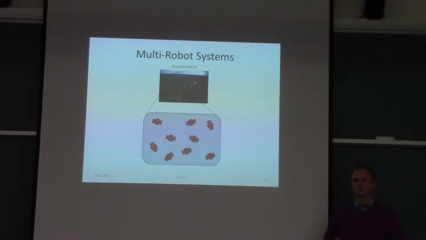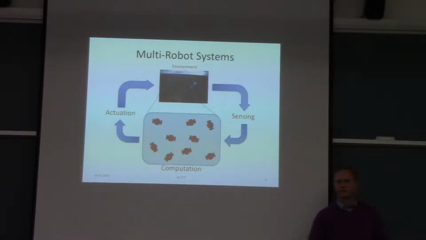Well, you obviously have multiple robots, and they share the same world, but there are multiple robots. They all have sensing, some way of extracting information. They all have computation. They all have actuation. This is all the same. There's one extra component, which is communication, or more generally, information exchange.